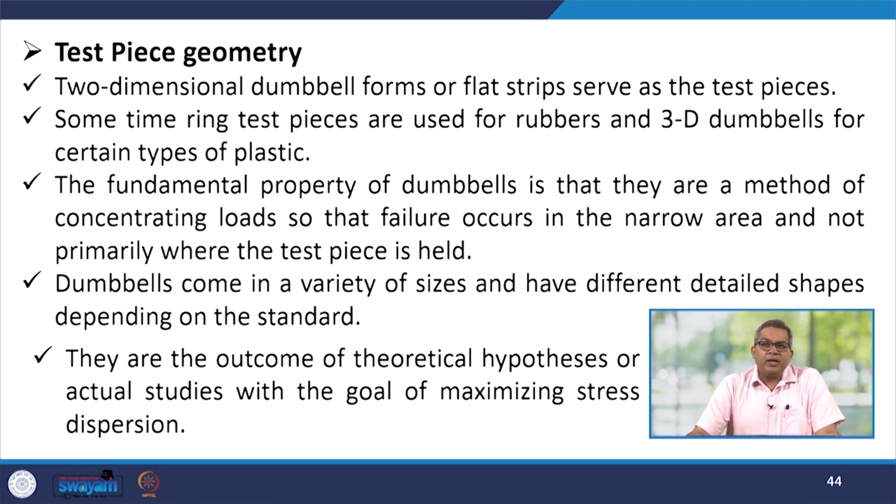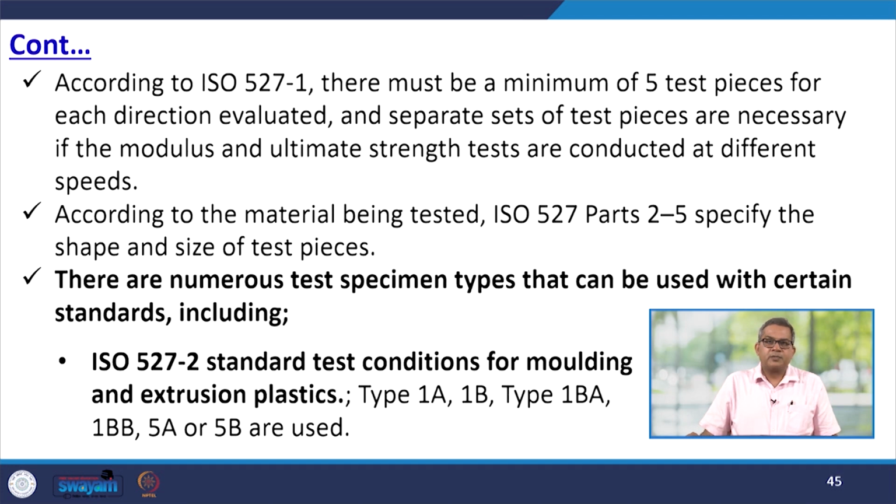Two-dimensional dumbbell forms or flat strips serve as the test pieces. Sometimes ring test pieces are also used for rubbers, and 3D dumbbells for certain types of plastics. The fundamental property of dumbbells is that they concentrate loads so that the failure occurs in a narrow area and not primarily where the test piece is held. Dumbbells come in a variety of sizes and have different detailed shapes depending on the standards, and they are actually the outcome of a theoretical hypothesis or actual studies with the goal of minimizing stress concentration.